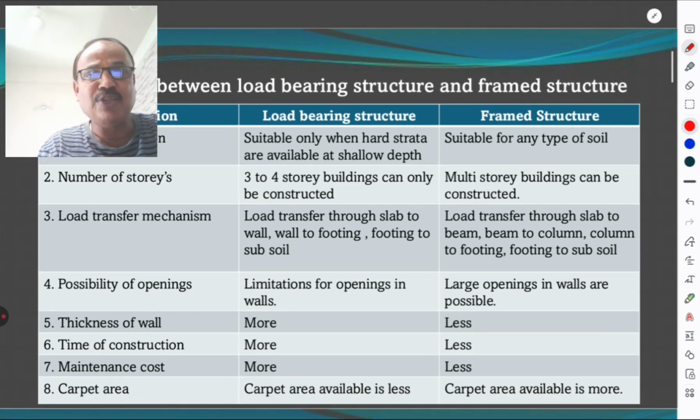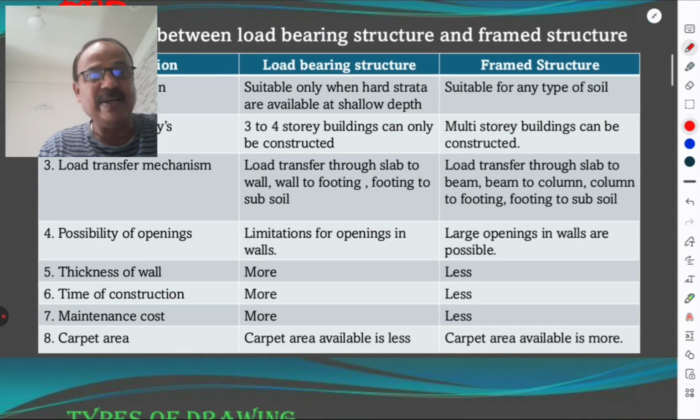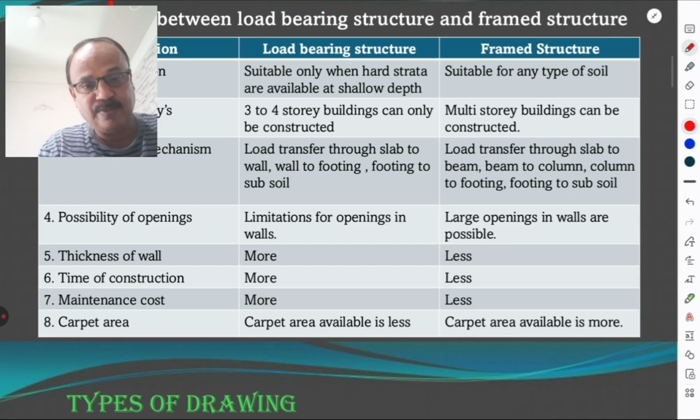Then thickness of wall is more in load bearing structure but less in framed structure. Time of construction for load bearing structure is more, but for framed structure it is less. Then maintenance cost for load bearing structure is more, for framed structure it is less. And carpet area available is less for load bearing structure, but it is available more for the framed structure. Load bearing structure is prone to the seismic forces, but framed structure is quite competent to resist the seismic forces.